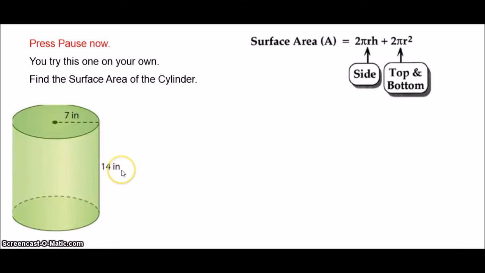Let's finish this lesson by finding the surface area of one more cylinder. So go ahead and hit pause, draw a picture of the cylinder in your notebook, copy down the formula, and figure out the surface area of this cylinder. When you're finished, you can check back and see if you were correct.